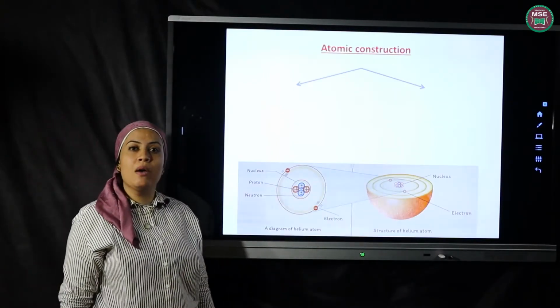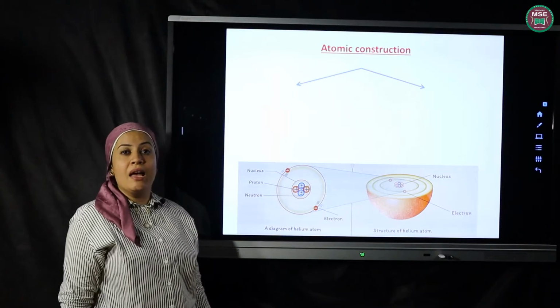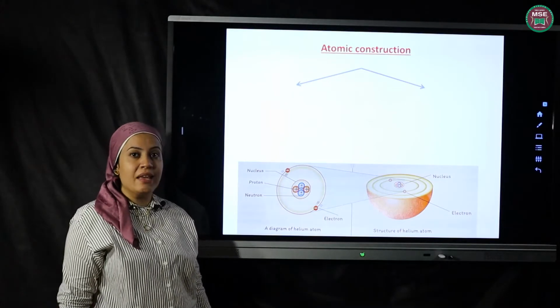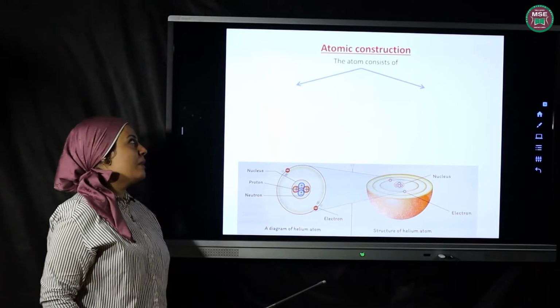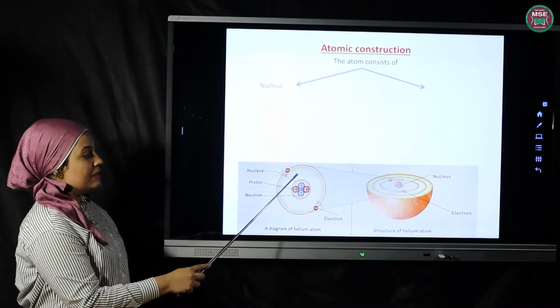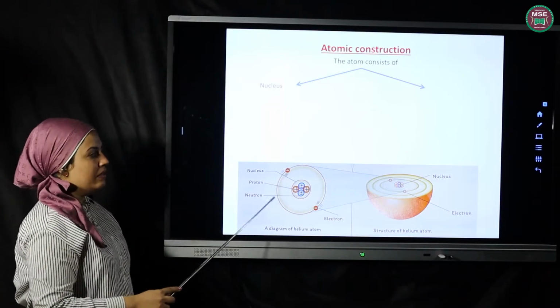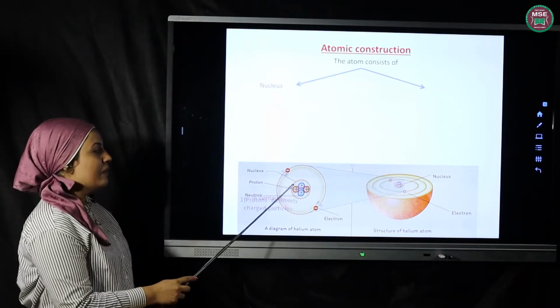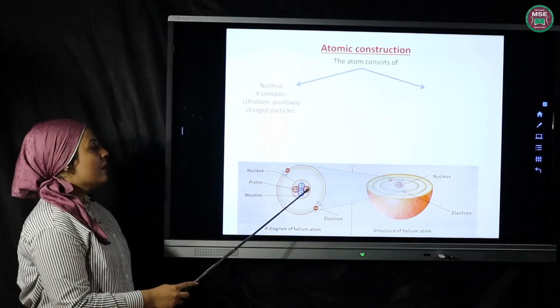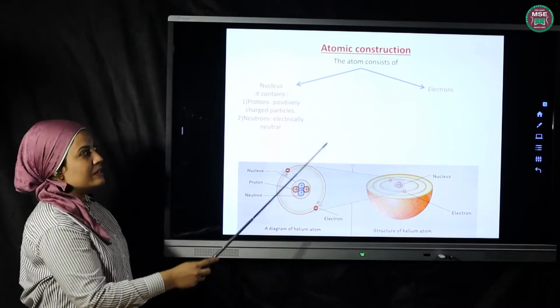Now we will talk about the structure of the atom. Atom consists of two main parts, which are the nucleus and electrons. First, we will talk about the nucleus. This is my nucleus. It is present inside the atom, and it has positive protons and neutral neutrons. The second part is electrons.